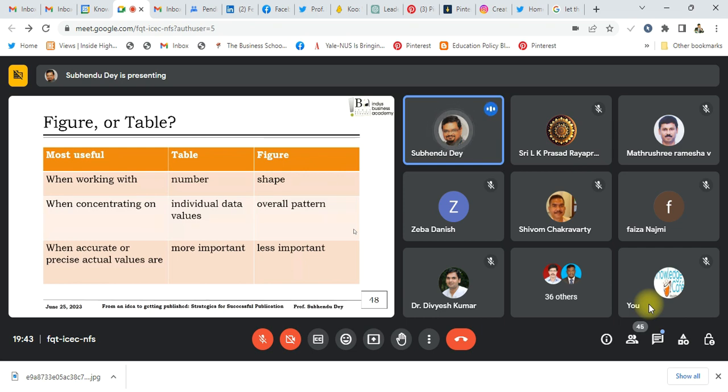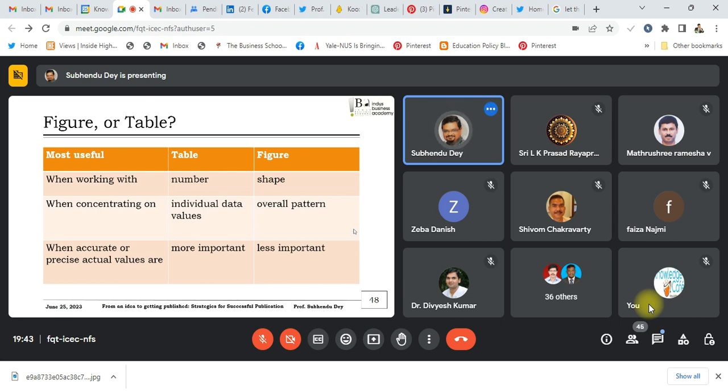So if you're doing a factor analysis and you have those tables, right? It's extremely important there to put in a table. Obviously, SPSS also throws a table on that. But say, for example, if accuracy is not that required, say, in factor analysis itself.